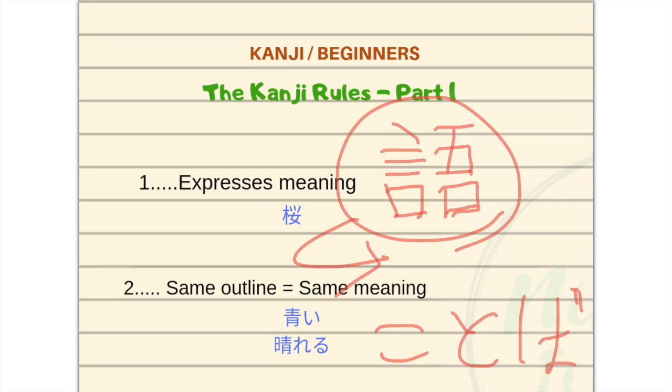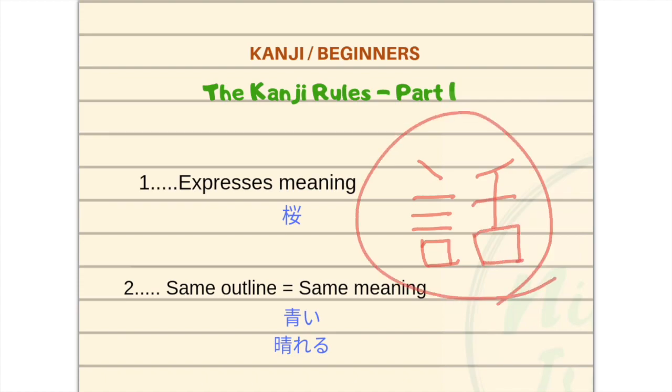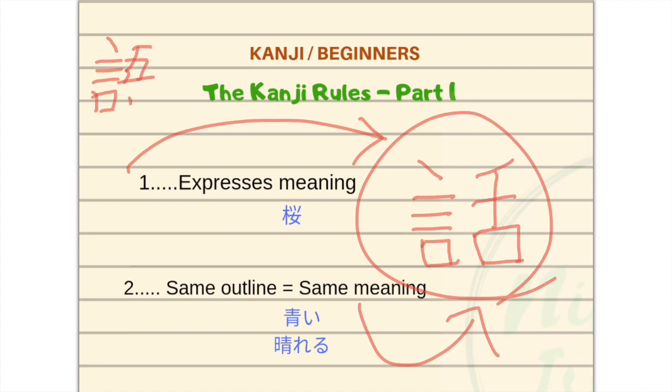Similarly, we have another similar kanji, this one. From this kanji we can use both of our rules, that is, it expresses meaning and same outline is equal to same meaning. The kanji we studied earlier was kotoba, or words. So both are almost similar. So here we can apply both rules 1 and 2.